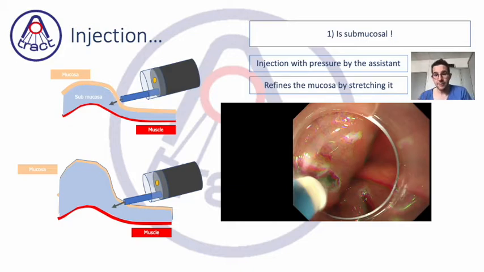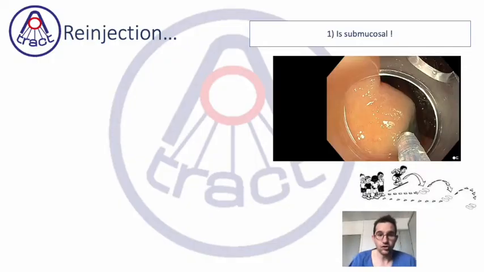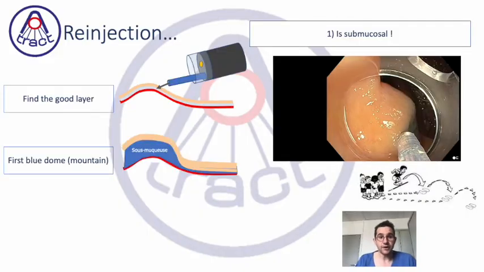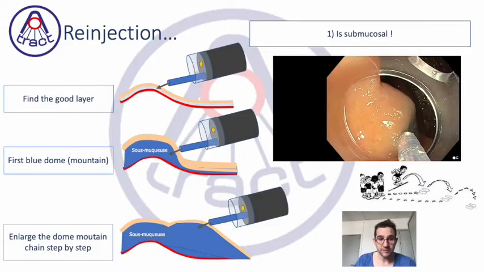That makes you able to do both the cutting and the trimming at the same time, doing a larger space in order to begin your ESD case. Next thing, you should inject in the submucosa, and therefore, if you can find the good layer, after you should re-inject in the blue because it's easier.